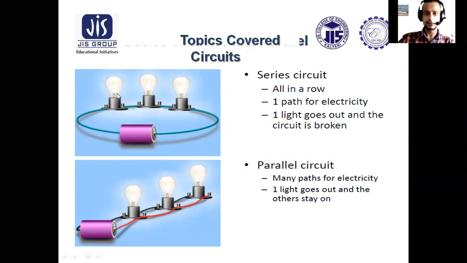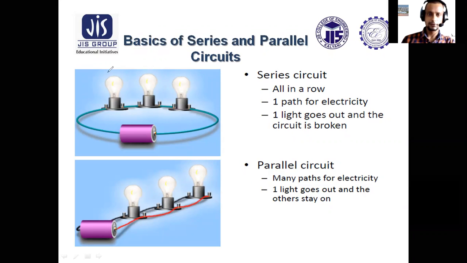See, in this circuit, this is not a circuit, this is a schematic diagram. There are three bulbs: bulb 1, bulb 2, bulb 3. Now suppose for each bulb there are two terminals. As you know, a battery or an energy source should be connected between two terminals of a load. So bulbs are considered as load here, and this battery is considered as energy source. The battery supplies power to the bulb and the bulb will glow.